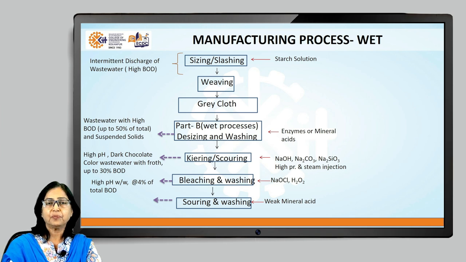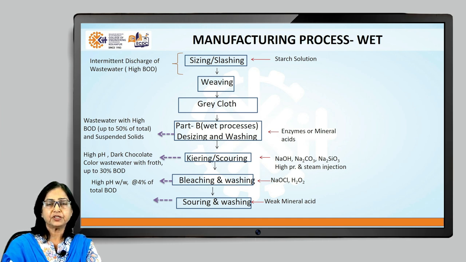Now desizing is followed by a process known as curing or scouring, during which the fabric is treated with caustic, sodium carbonate and sodium silicate at high pressure and steam injection. The purpose is to remove all the impurities other than cellulose. So these impurities get dissolved, and hence at the end of the process, the liquid which comes out is dark chocolate in color, has high pH, and has a frothy appearance. It is strong in nature, contributing about 30% of BOD.